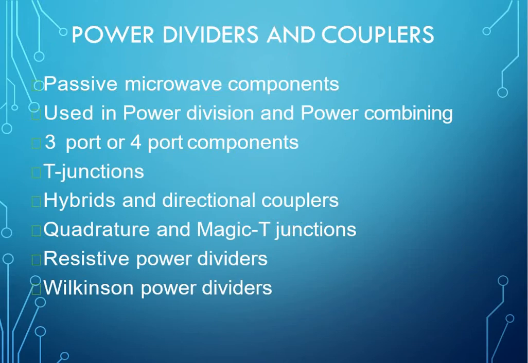The power dividers and couplers are passive microwave components used in many different applications, mainly for power division and power combining. There are both 3-port and 4-port components. Some are listed below: T-junctions, for example E-plane T and H-plane T, hybrids and directional couplers, quadrature and magic T-junctions, resistive power dividers, and Wilkinson power dividers.